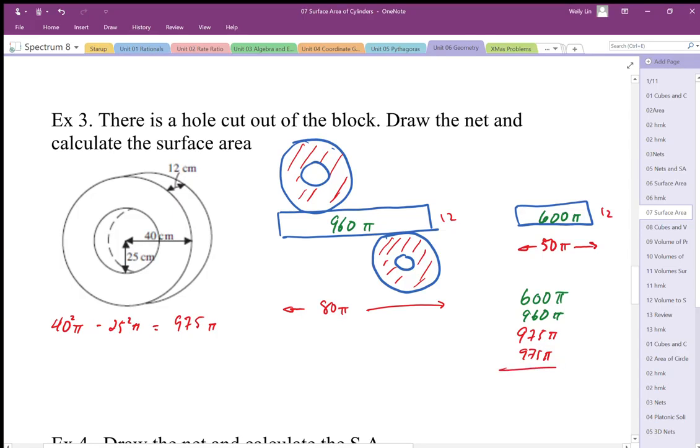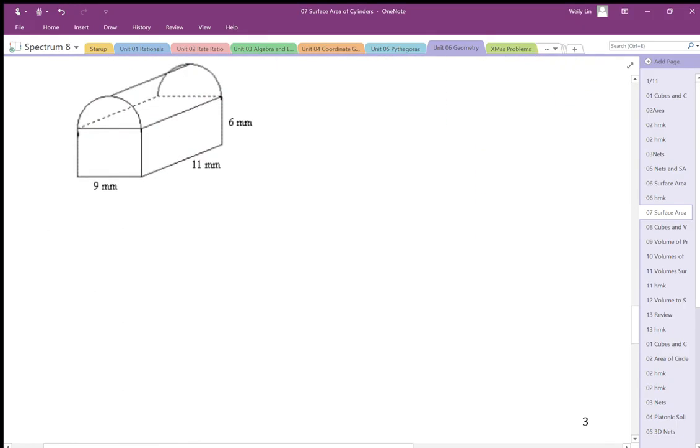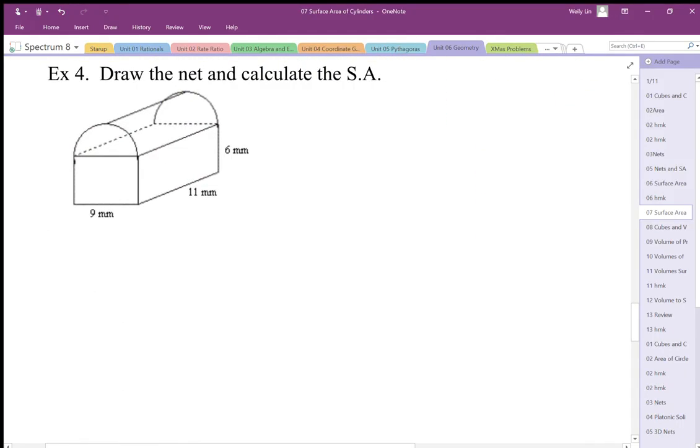Adding that all up together, what do I get? I get 975 times 2 plus 960 plus 600. I'm getting 3510. So 3,510 pi centimeters squared. So that works out to be the surface area, accounting for all four surfaces. Okay, so this kind of box, it looks like a post box.